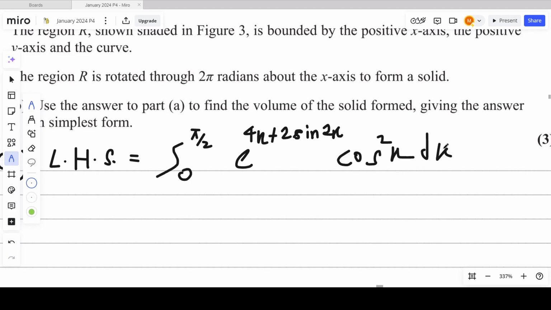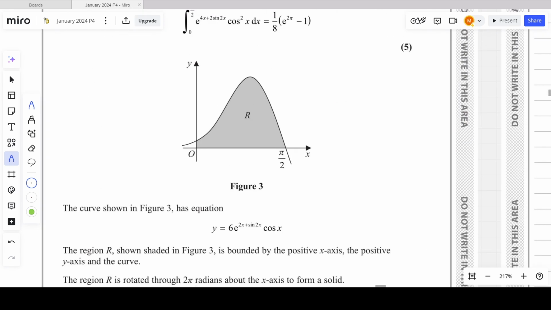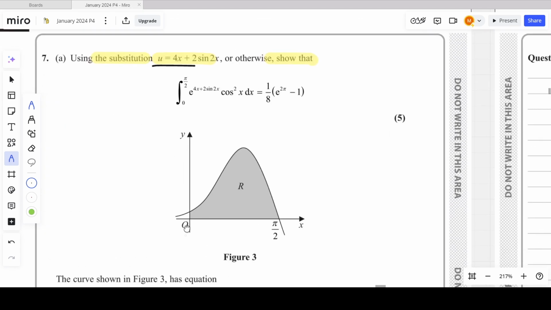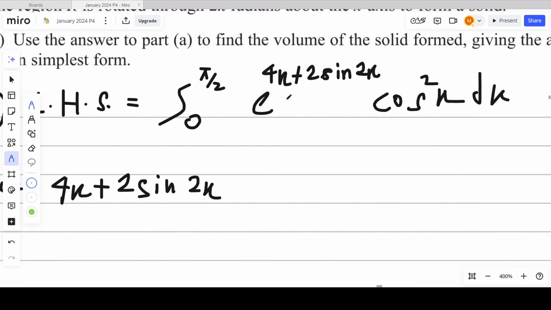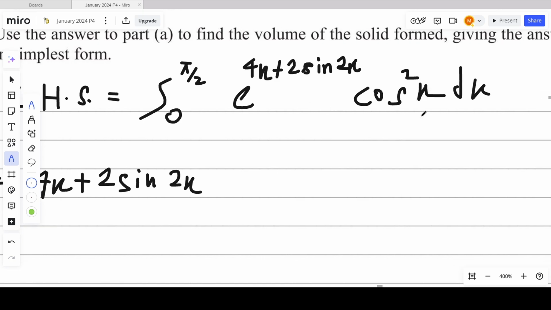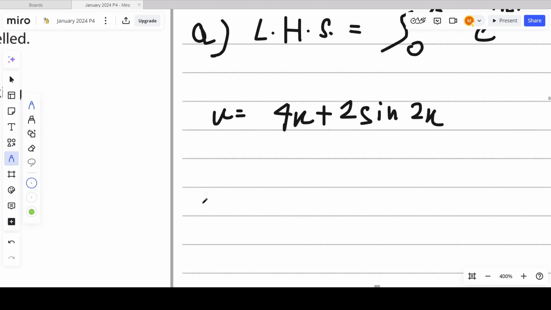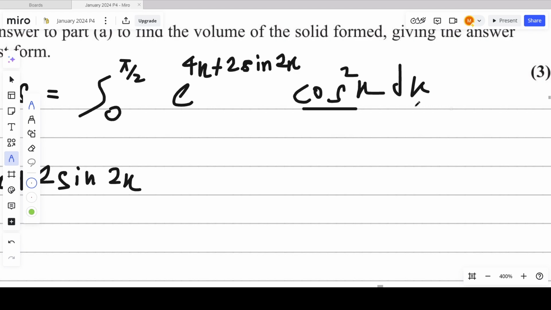The substitution is u equals 4x plus 2 sine 2x, which is given in the question. So we have the substitute for the power of the exponential. Now we need the substitute for cos x and also for dx.